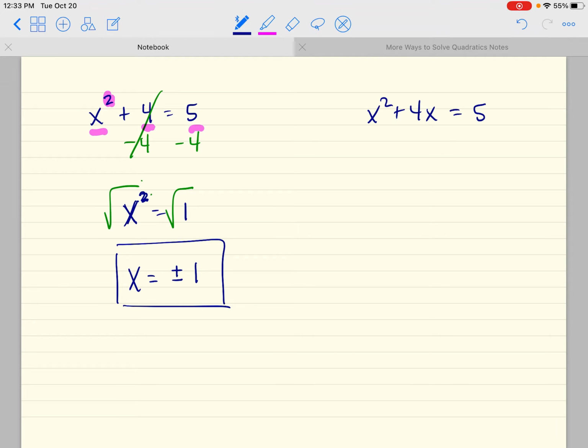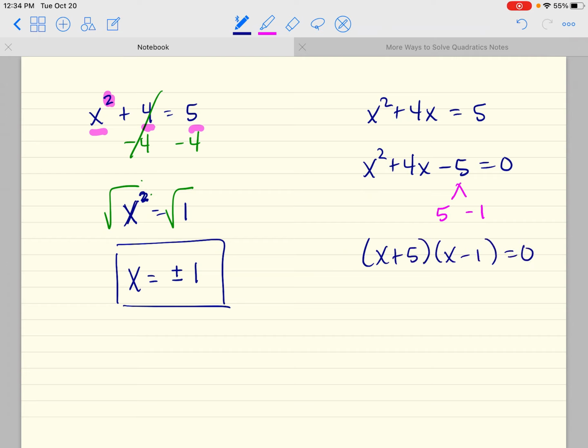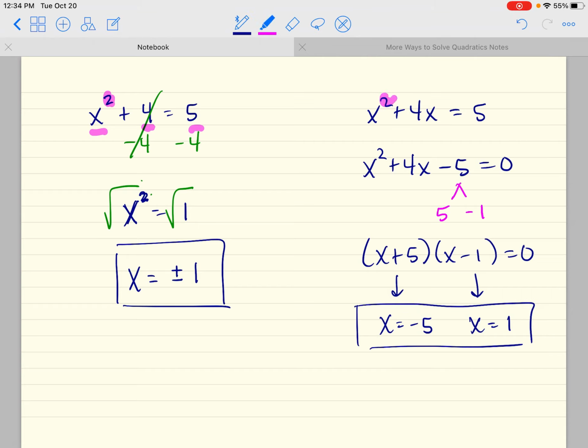Fortunately, this is one that we could factor. So this time we want to get everything on one side and equal to 0, which means for this case we would subtract the 5 over. And then factors of negative 5 that are going to make positive 4 would be 5 and negative 1. So this would factor into an x plus 5 and an x minus 1, which would give us two solutions, this time negative 5 and positive 1. So there's our two solutions there, again dictated by that degree of 2.